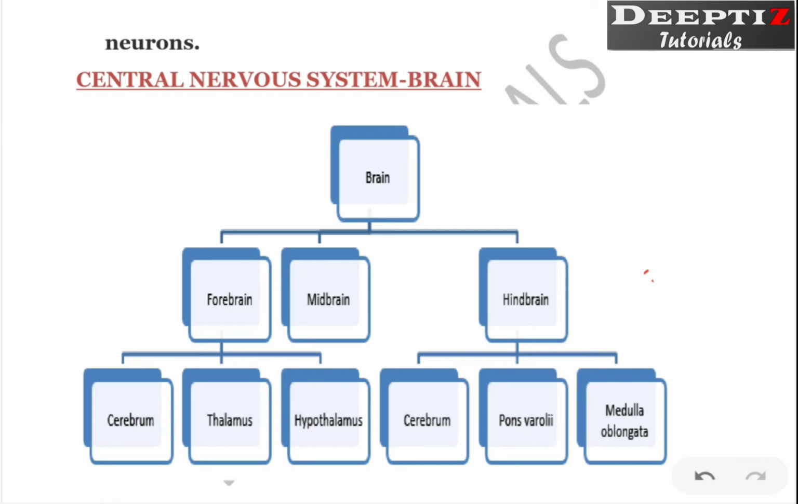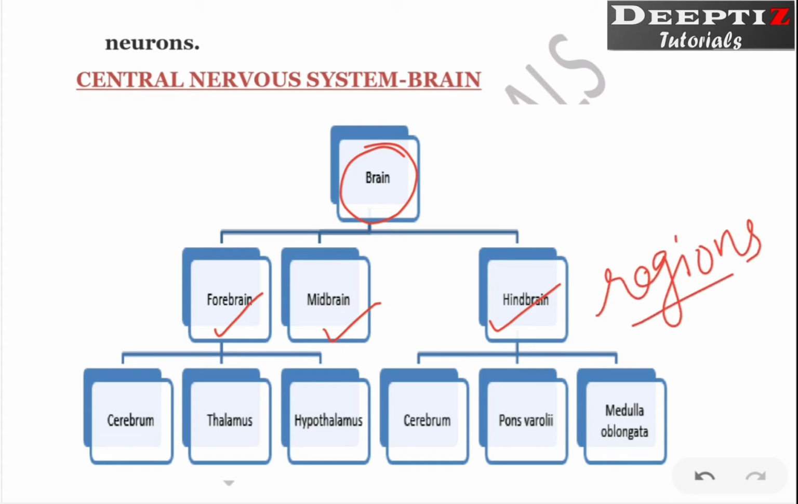So this is the classification of the brain. The brain has three regions, which are the forebrain, midbrain and hindbrain. You cannot see any of these three parts; actually, these are regions. The forebrain part of the brain consists of cerebrum, thalamus and hypothalamus.